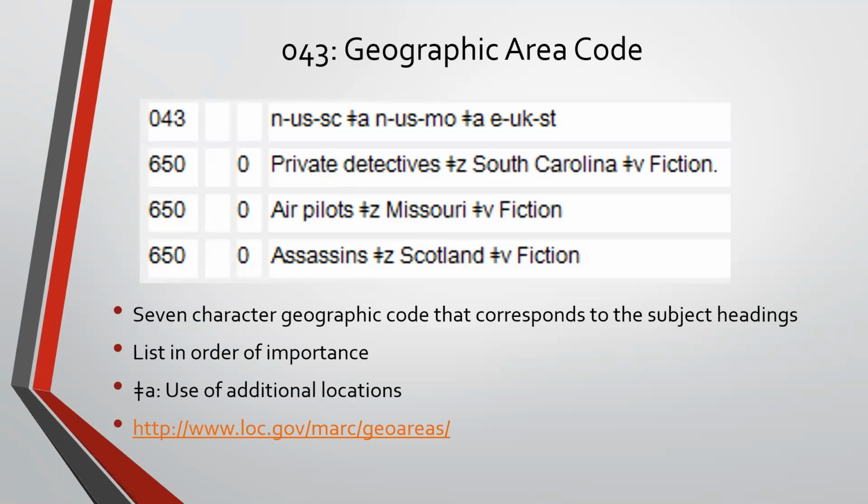So your 043 is your geographic area codes. This is a 7-character code that corresponds to geographic subject headings that you have listed in order of importance, using subfield A's to indicate additional locations. So here we've got 3 subject headings: Private Detectives, South Carolina; Air Pilots, Missouri; Assassins, Scotland. So we have our 7-digit entries for each of these things.